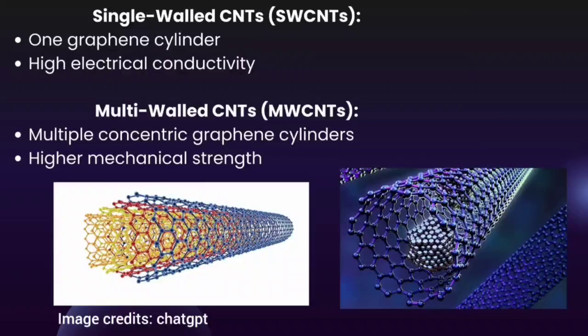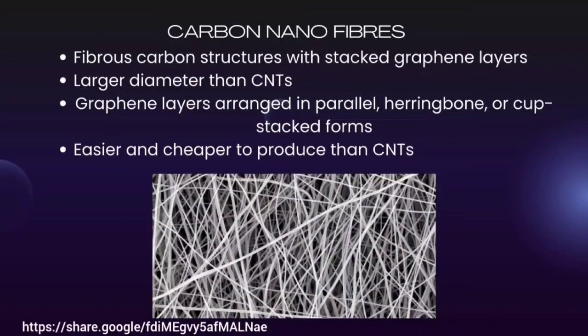So coming to the types, there are mainly two types. First one is single walled carbon nanotube. It has one graphene cylinder and has high electrical conductivity. The second type is multi-walled carbon nanotube, in which it has multiple concentric graphene cylinders and it has a higher mechanical strength. The diagrams are given below. The right side diagram represents the single walled and the left side represents the multi-walled carbon nanotube.